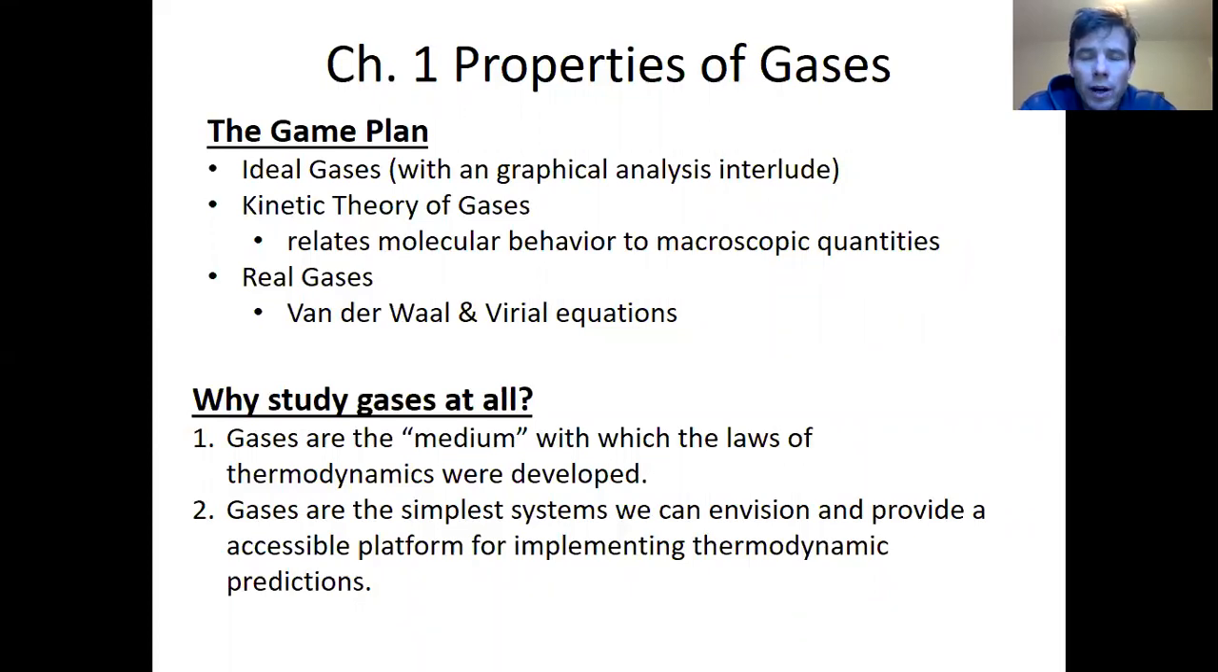One question you may be asking is, why are we studying gases at all? And I think there are two reasons. The first is sort of historical. Gases are the medium in which the laws of thermodynamics were developed. The second is related, and it turns out that gases are really the simplest systems that we can envision, and they give us a reasonable handhold to start to implement some of these formulas and ideas from thermodynamics. Solids, liquids, proteins, any condensed phase thing is a lot more complicated. And so gases give us a good starting point. Okay.